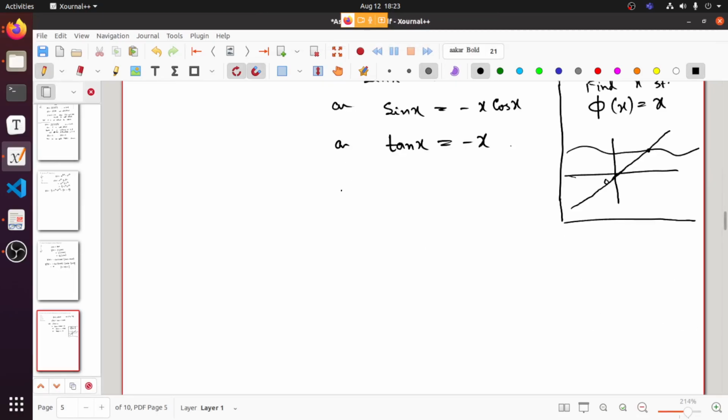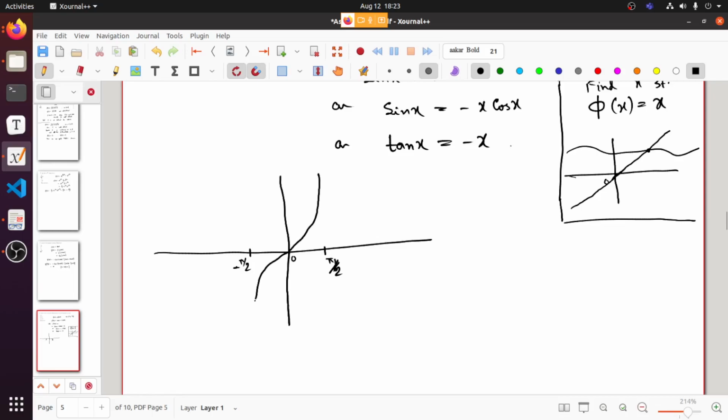So if you now draw this, how will tan x look? At 0 it will be 0, and at pi by 2 this goes to infinity, and at minus pi by 2 also this goes to infinity, right? So tan x will look like this, and again here it will look like this, and again here it will look like this. So this is the curve for tan x, right? This is the x axis, this is the y axis.